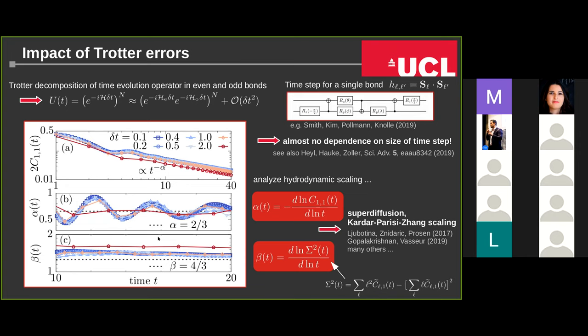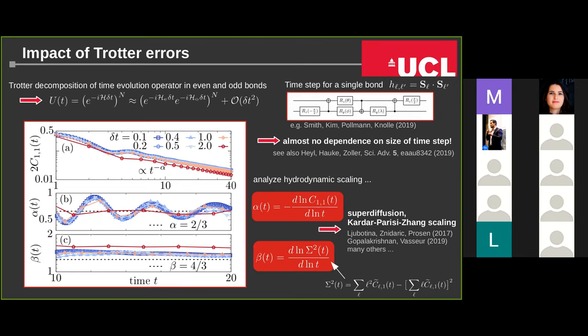Okay, and you can also look at the spreading of the entire density profile, and also in this case, the dependence on the time step is rather small, and it's consistent with this super diffusive transport. So this is rather promising, because as I've said before, it tells you that you can use a large time step and still get the correct physical result. So this is of course good on these noisy devices.